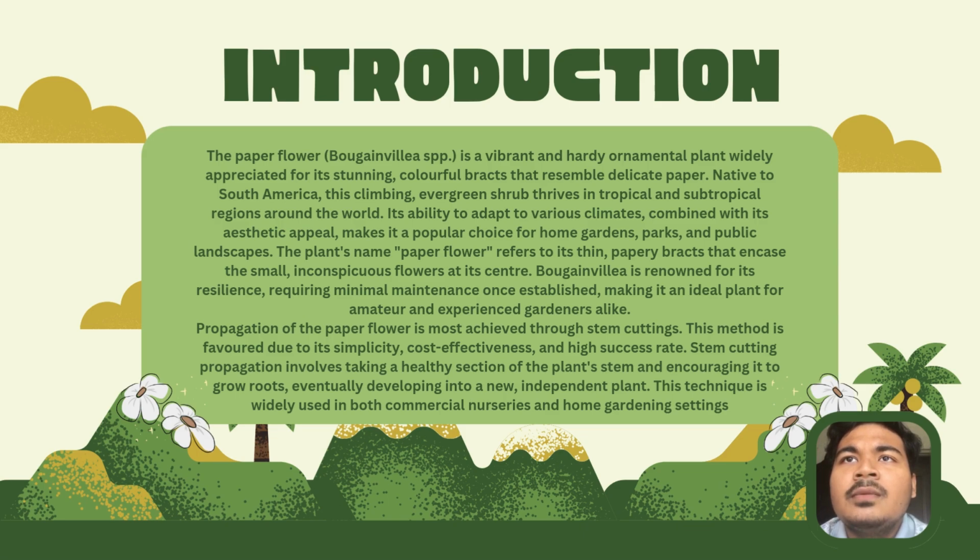at its center. Bougainvillea is renowned for its resilience, requiring minimal maintenance once established, making it an ideal plant for amateur and experienced gardeners alike. Propagation of the paper flower is most often achieved through stem cuttings. This method is favored due to its simplicity, cost-effectiveness, and high success rate. Stem cutting propagation involves taking a healthy section of the plant stem and encouraging it to grow roots, eventually developing into a new, independent plant. This technique is widely used in both commercial nurseries and home gardening settings.